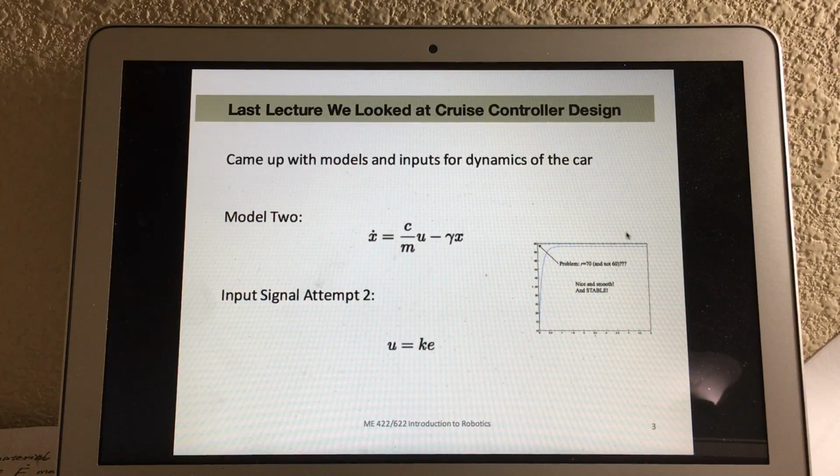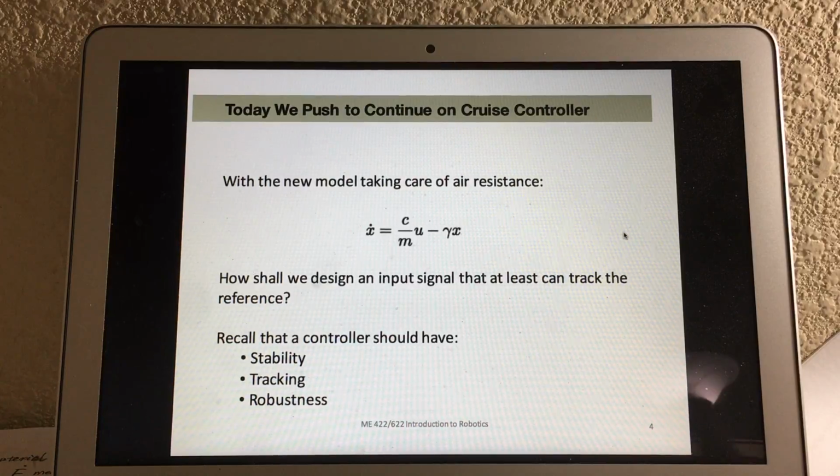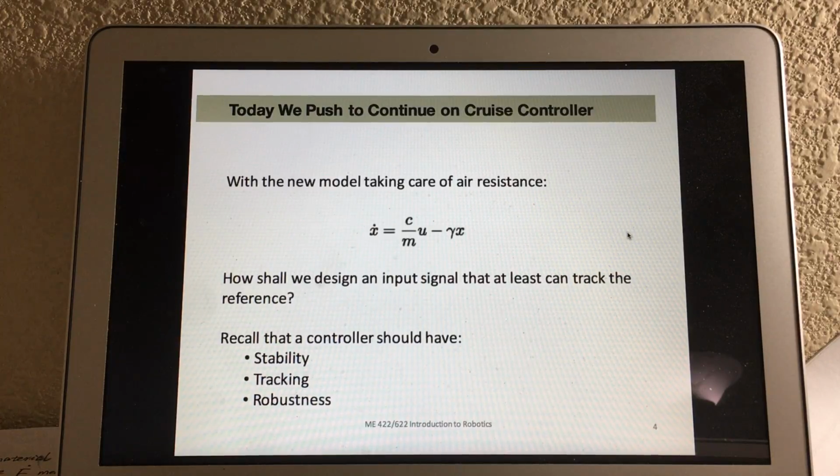We said the reason is that the model is wrong. We actually have a detailed procedure to calculate what speed you end up at when you have the wrong model. So with the new model, we cracked this, right? We put the resistance there. How shall we design an input signal that can at least track the reference? But still, you need to recall that a controller should have all these good properties, such as stability, tracking, and robustness.